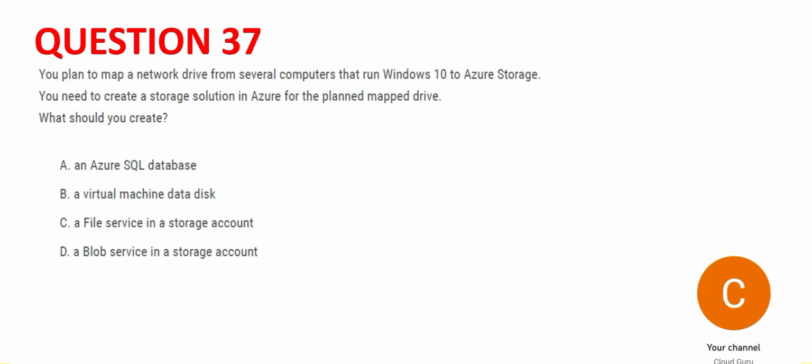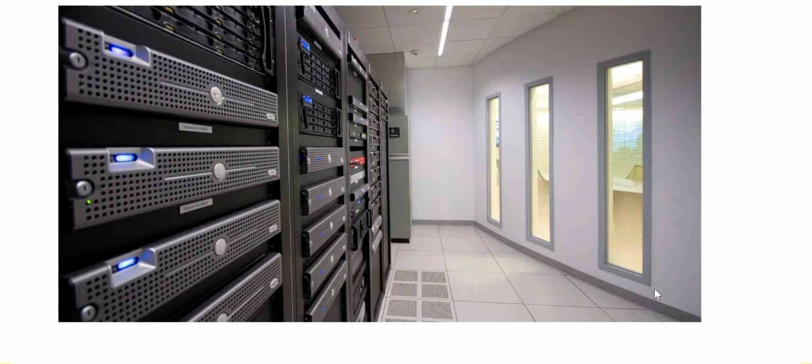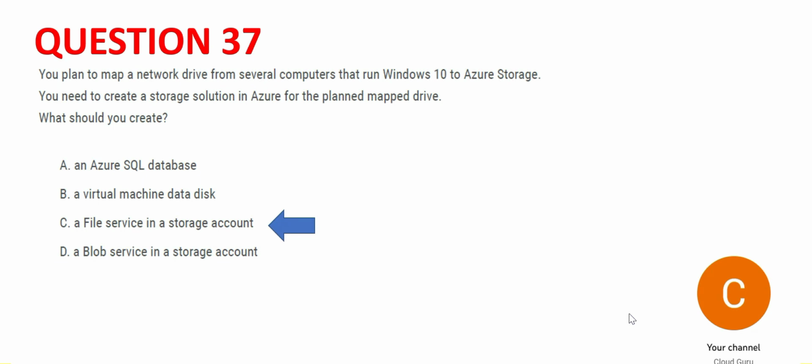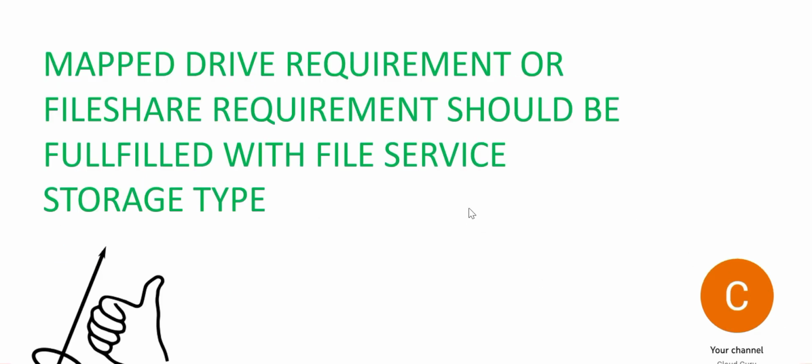37. There are various servers running Windows 10, and you want to map a drive to an Azure storage so that it will appear as a shared drive. Whenever you have such a shared drive or file share requirement, you have to use a file service. That's the thumb rule. So if you have a requirement for a mapped drive or file share, always use the file service storage type.